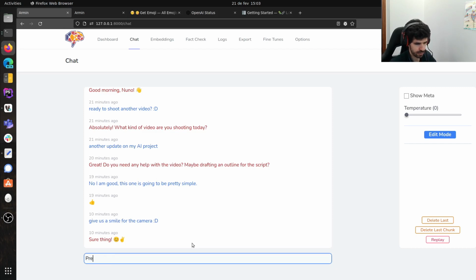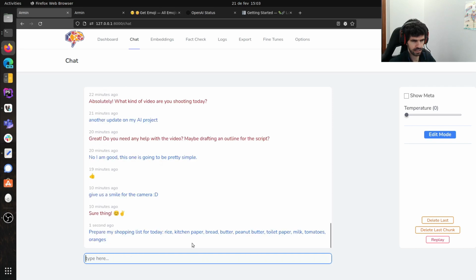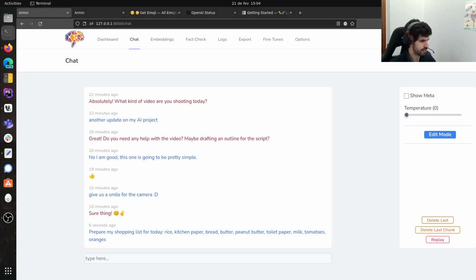I will say, for example, prepare my shopping list for today, and I'm going to be buying rice, kitchen paper, bread, butter, peanut butter, toilet paper, milk, tomatoes, oranges. Okay, something like this. And now, fingers crossed, of course, let's hope OpenAI is not crashed. Let me see if everything is running in the background. It seems to be okay.